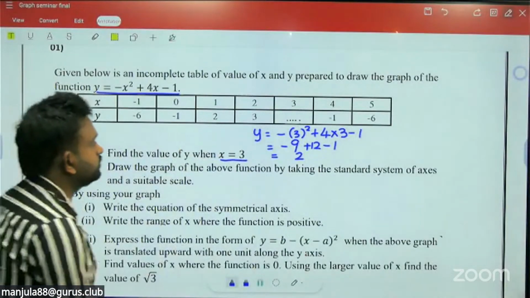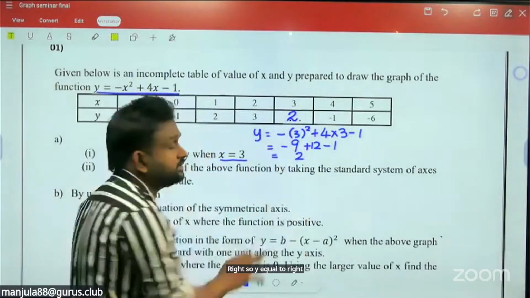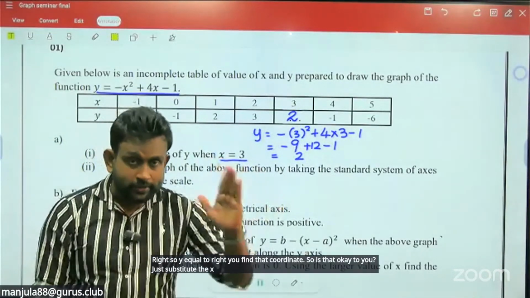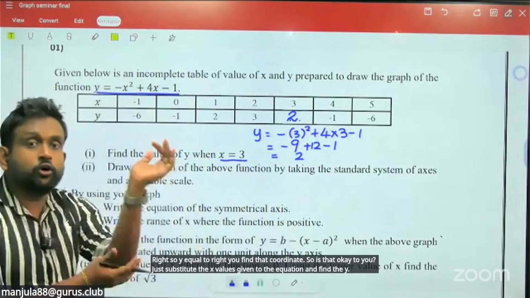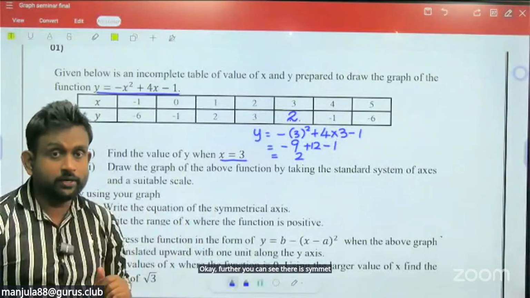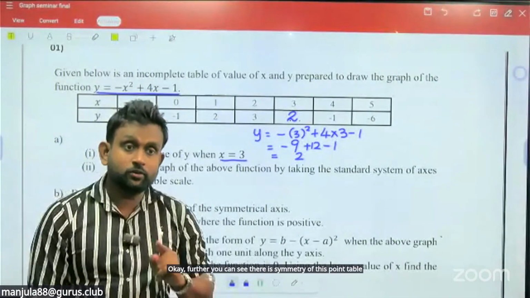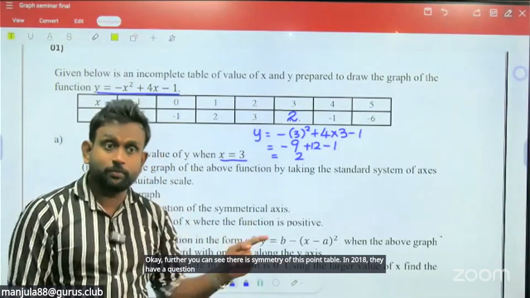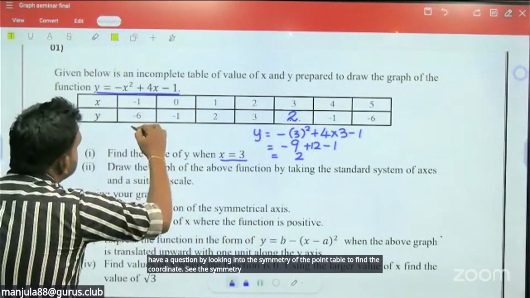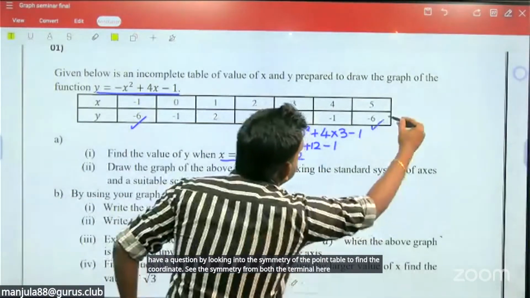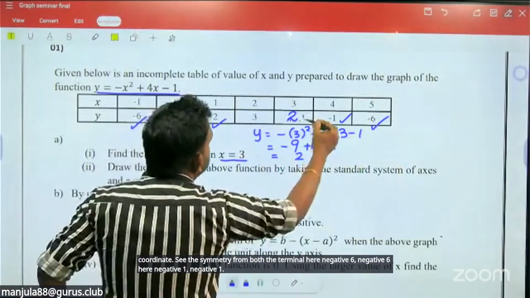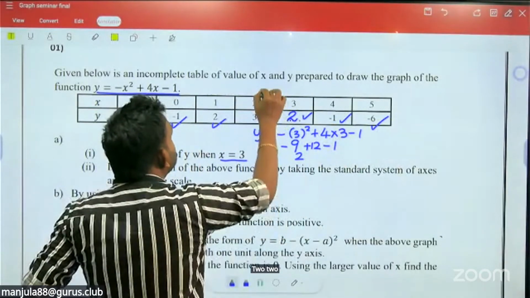Right, so y equals 2. You find that coordinate. Is that okay with you? Just substitute the x values given into the equation and find y. Okay, further you can see there is a symmetry in this table of values. In 2018, there was a question to find the coordinate by looking at the symmetry of the table. See the symmetry from both ends: negative 6, negative 6. Here negative 1, negative 1. 2, 2. 3 is where the axis of symmetry lies.